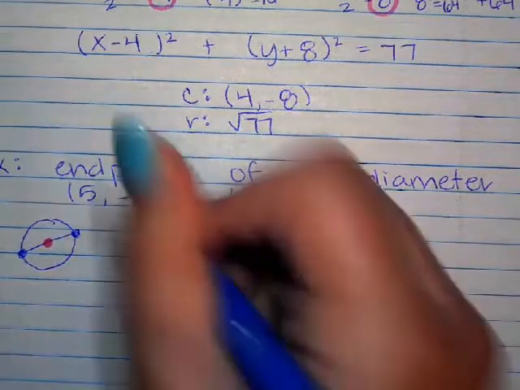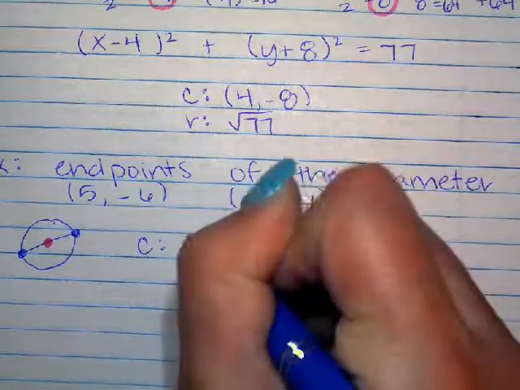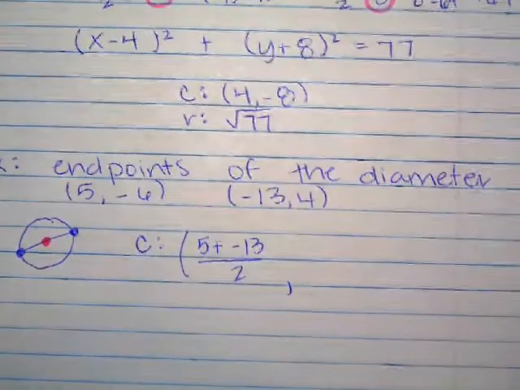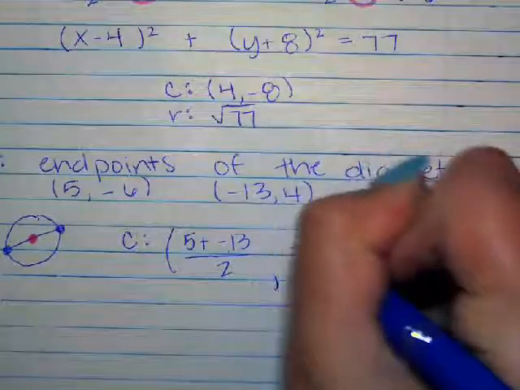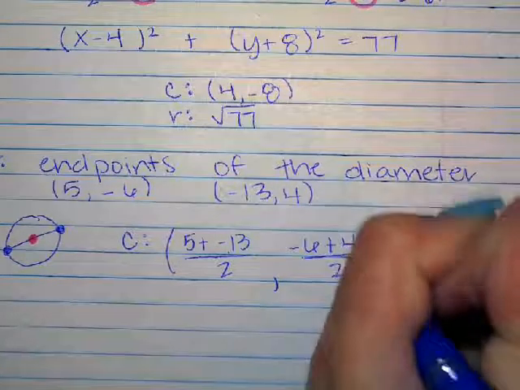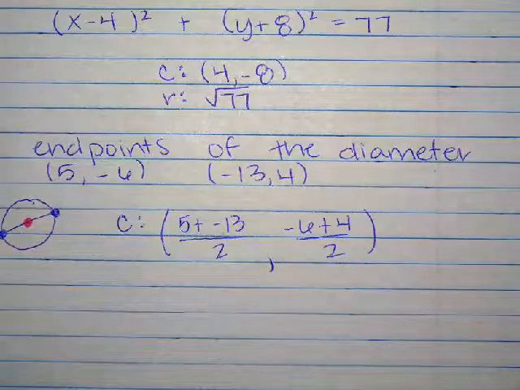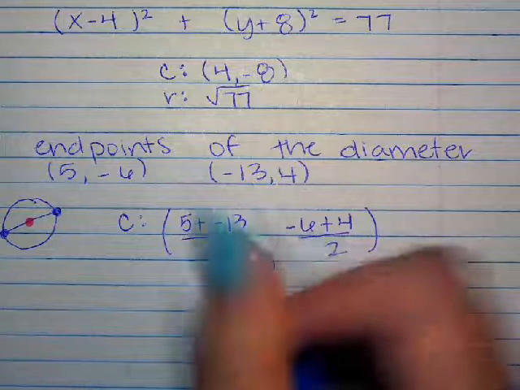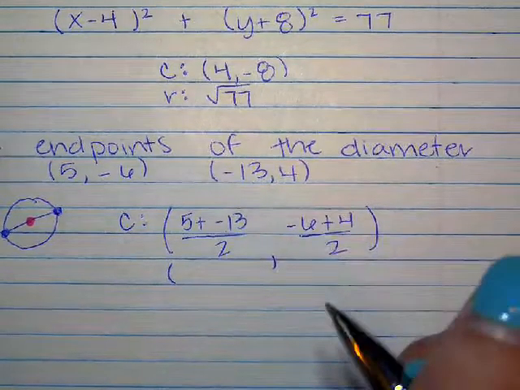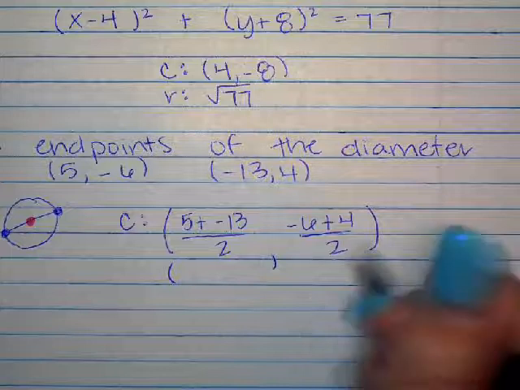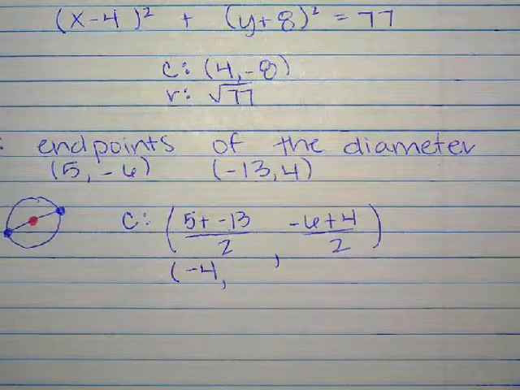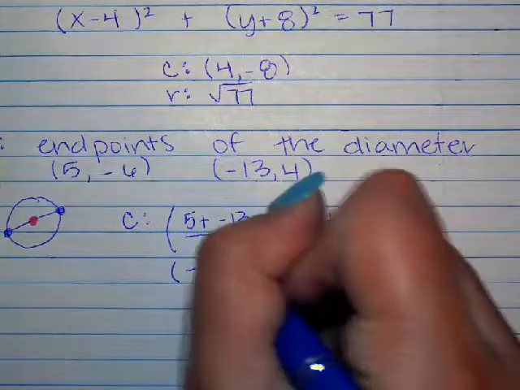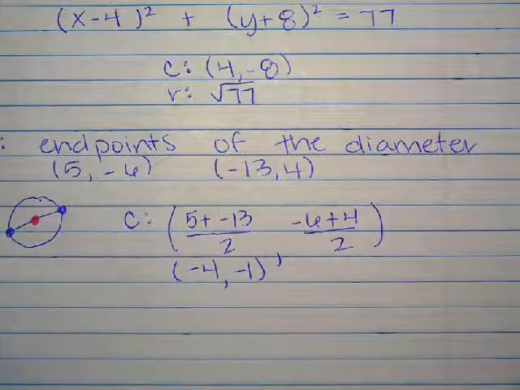So our center is 5 plus negative 13, divide by 2. That's our x coordinate for the center. And then the y's, add together, divide by 2. So what is 5 plus negative 13 divided by 2? And then negative 6 plus 4 divided by 2. Okay. All right, so let's start writing the equation.